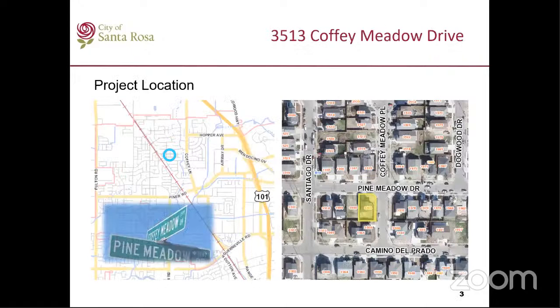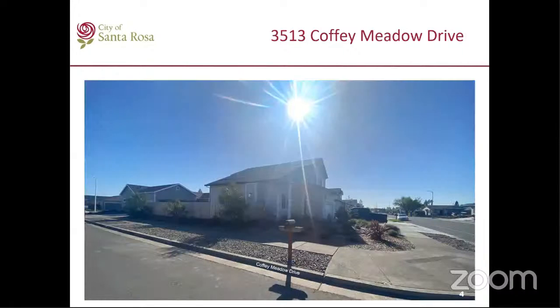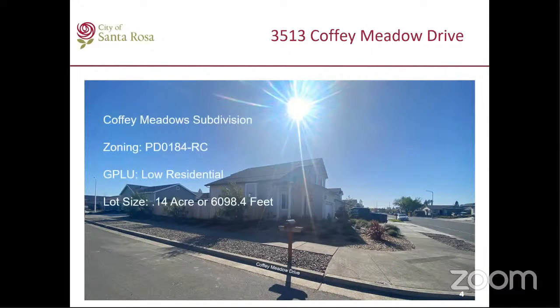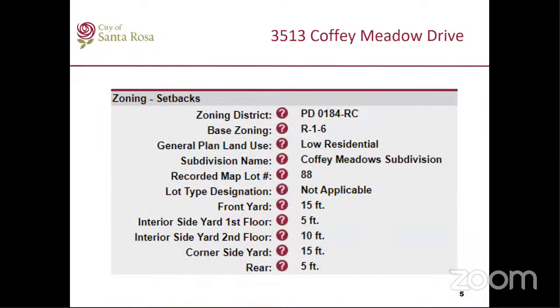This single-family dwelling is located in the Coffey Park area at the corner of Pine Meadow and Coffey Meadow, as indicated on this location map. The site is in the Coffey Meadow subdivision, which is in a planned development, PD 0184, within the Resilient City Combining District with a general plan land use of low residential. As you can see, the least restrictive setback for a corner side yard in this zoning district is 15 feet.